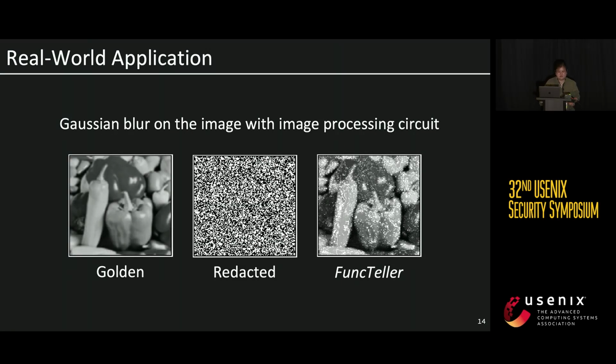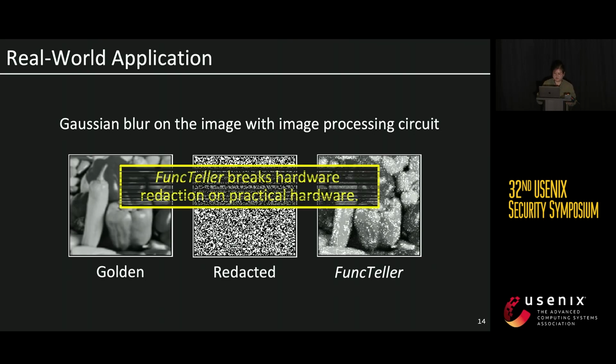Now we would like to understand the accuracy column. We perform FuncTeller on a real-world application. We choose an image processing circuit, and there are 3 images generated. The first is generated by the original hardware. The second is generated by the protected circuit, where the others are redacted. And the third one is generated by the FuncTeller recovered circuit. So our conclusion is that FuncTeller works and it breaks hardware redaction on most practical circuits. This insight is because of the attributes of the circuit's functionality itself.